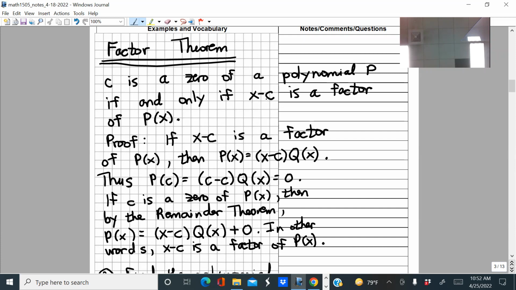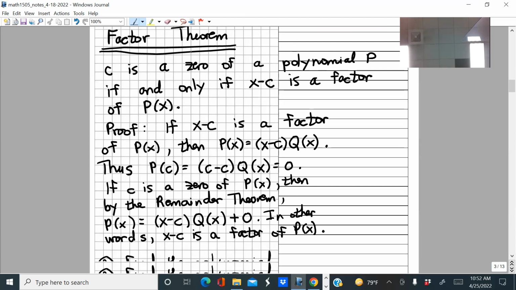So again, we've already been sort of applying this fact, but this theorem just states that as a formal fact.